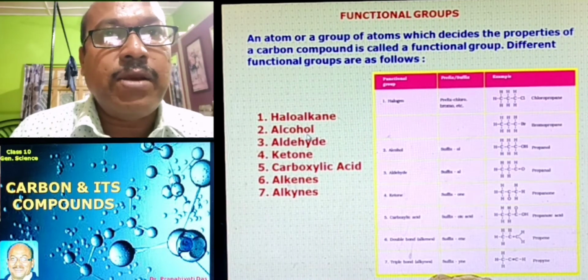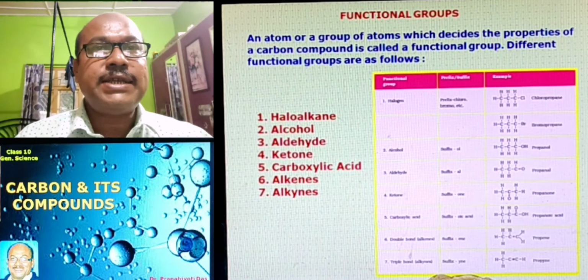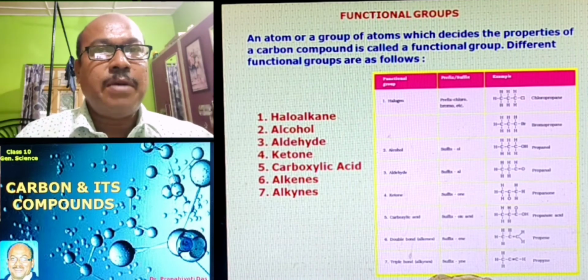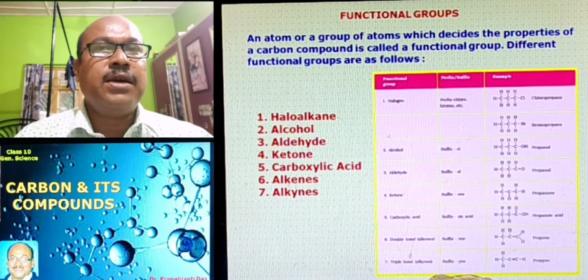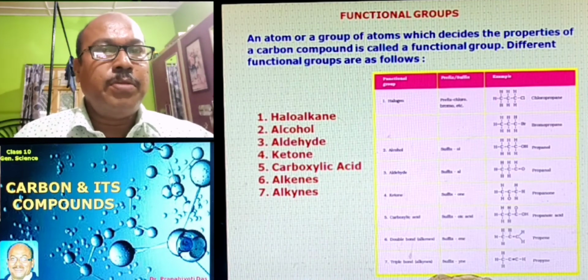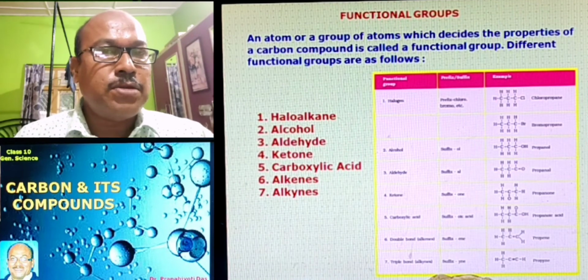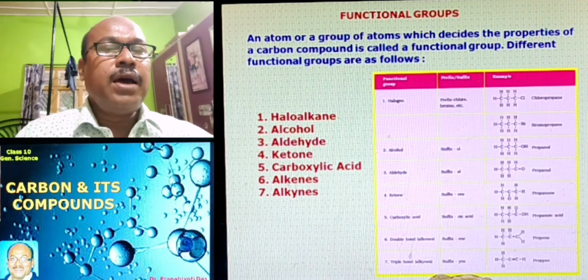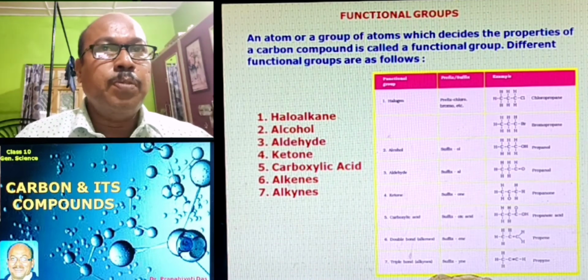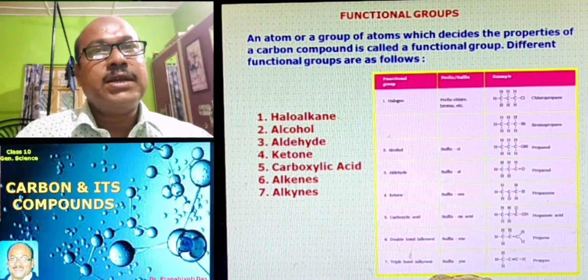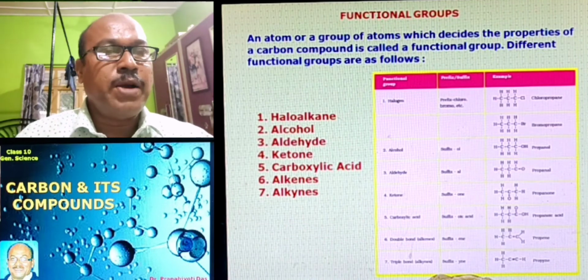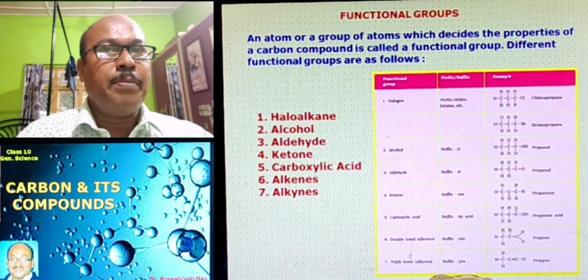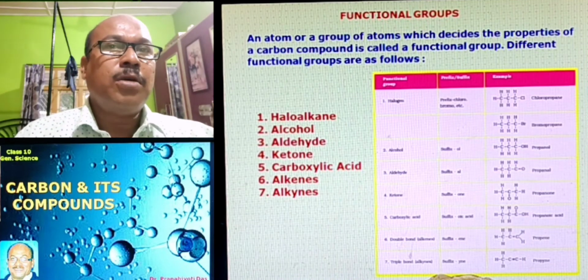Second, we come to alcohol. Alcohol is the functional group having an OH group, that is, one oxygen and one hydrogen joining together. Earlier only one atom came, like chlorine, bromine, fluorine or iodine, but this time two atoms come together: one oxygen atom and one hydrogen atom. They join as a group, and this is called a functional group. This functional group is called the alcohol group, and whenever this OH comes to a hydrocarbon compound, it becomes a completely different compound.